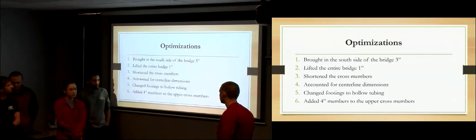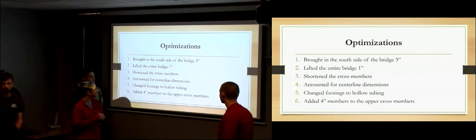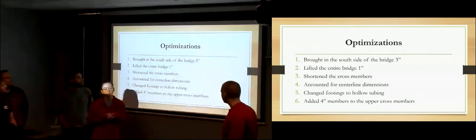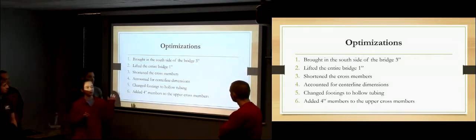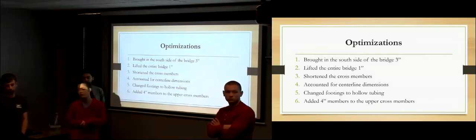So for the optimizations, what we did was originally the bridge wasn't the smallest distance apart it could be, so we brought one side in 3 inches to kind of minimize that, and it helped bring down the weight a little bit. And then we didn't account for the center line dimensions at first because the software draws to the middle of the member, so we accounted for the center line dimensions, and with that we had to lift the entire bridge up 1 inch. So that added a little bit of weight, but we accounted for that when we brought the side in 3 inches. With that, we also shortened the cross members, and then we changed the footing from a solid tube to hollow tubing, which helped bring down the weight as well.